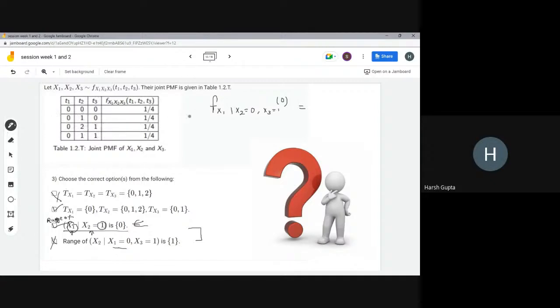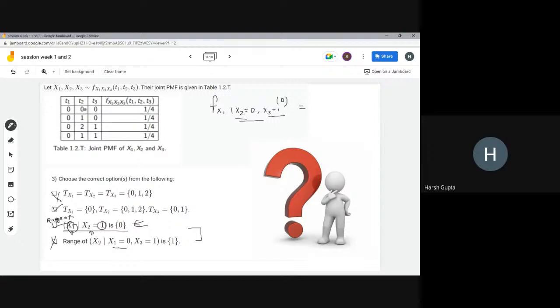Now tell me what is the answer for this. Zero. Everyone has the answer zero? Yes, sir. Basically, we have to check first the condition and make the constraint. These kinds of things, both will take the constraint from the table.